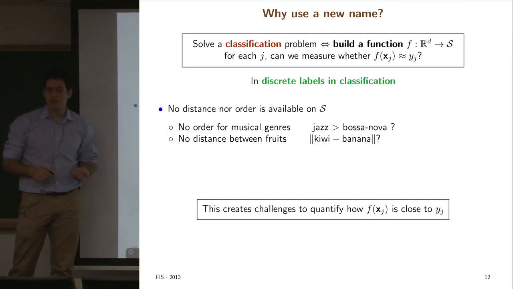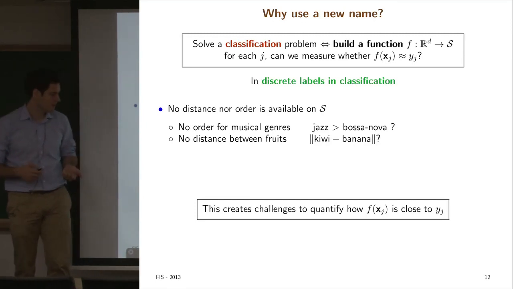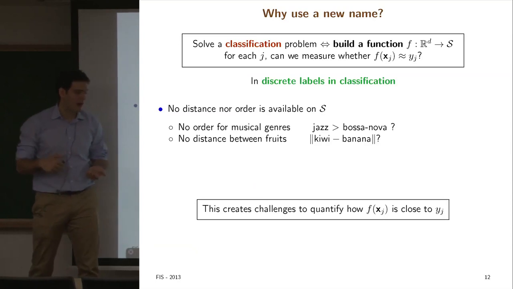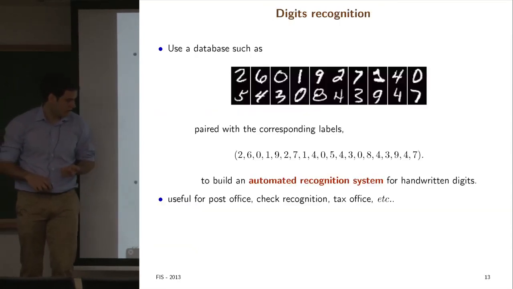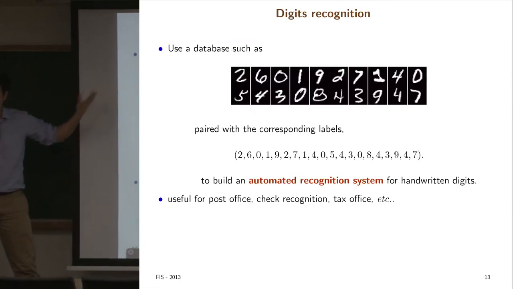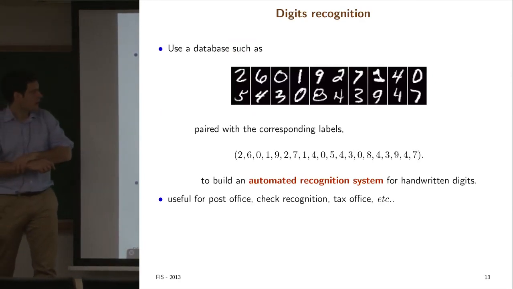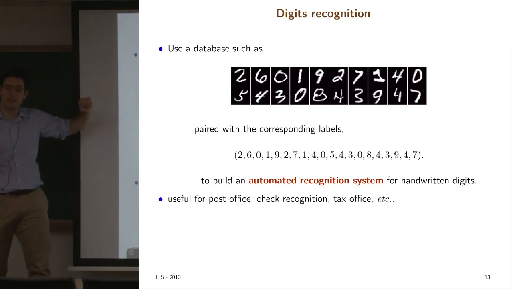So this creates challenges to quantify how close we are to yj or not, if we predict f of xj. So let me give you an example. This is really one of the canonical multi-class classification problems.